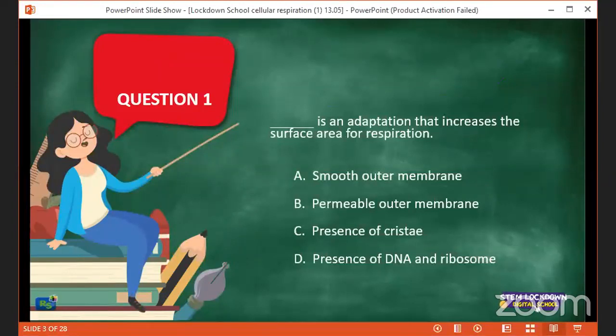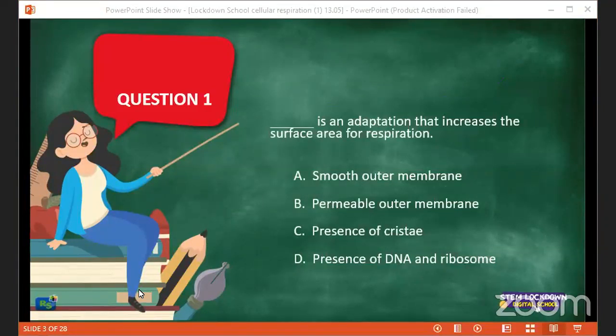It reads, is an adaptation that increases the surface area for respiration. A, smooth outer membrane. B, permeable outer membrane. D, presence of DNA.